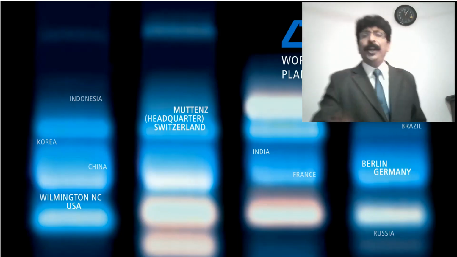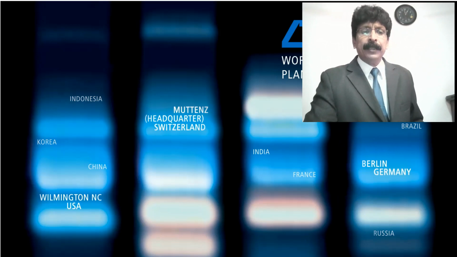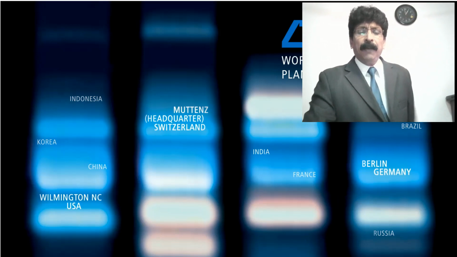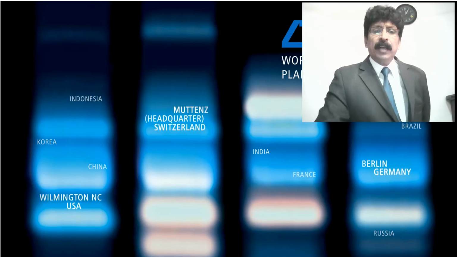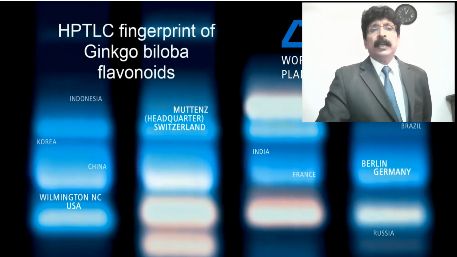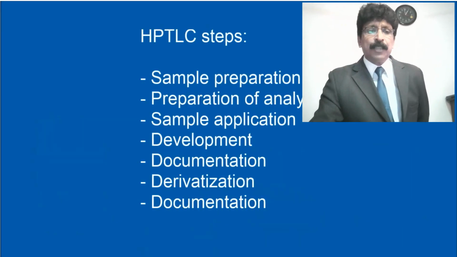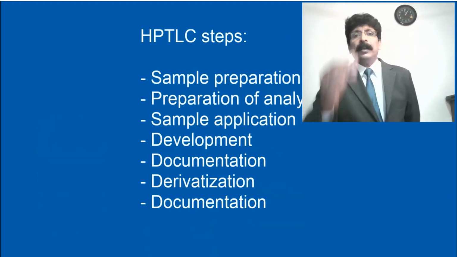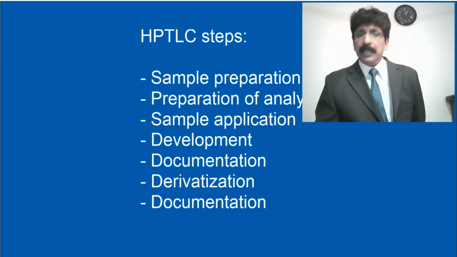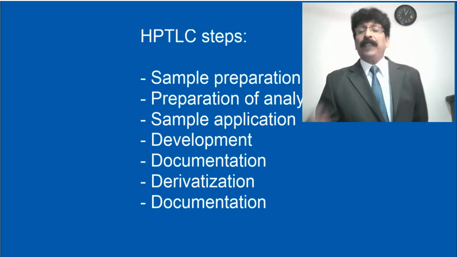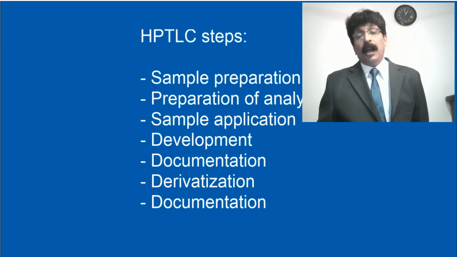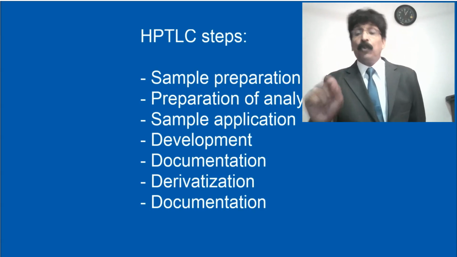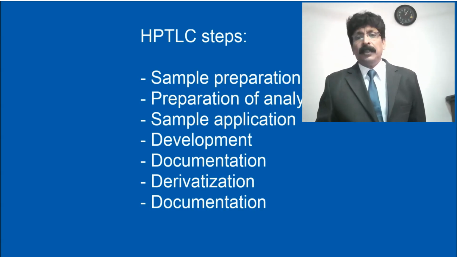You see, this is a video which I want to show, to say how they are performing. Watch clearly. I will pause at some places and make you understand how they are performing. This is for ginkgo biloba flavonoids. See, first you can see this one. Especially you have to remember the steps: first they started with sample preparation, preparation of the analytes, and sample application, automatically how to apply, and development, then documentation, then derivatization, then documentation again.